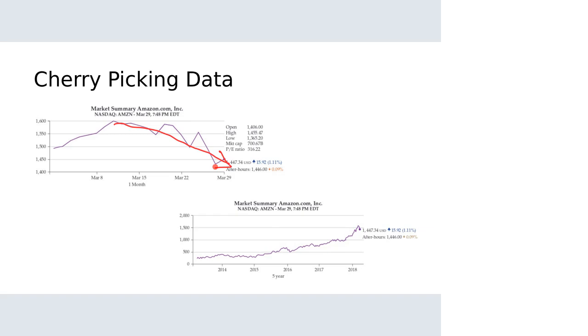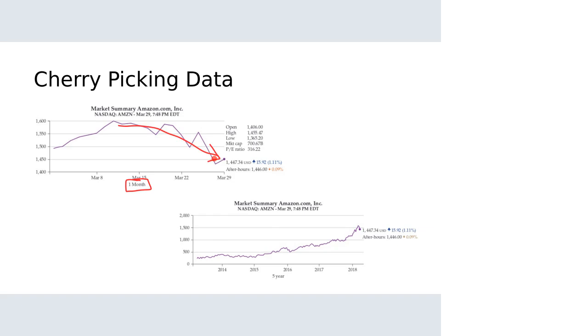Of course, if you look a little bit more closely, you can see that this is March 8th, March 15th, March 22nd, March 29th. What's happened there is we're only looking at 1 month of data. And in that 1 month, there is this general trend of it going down.